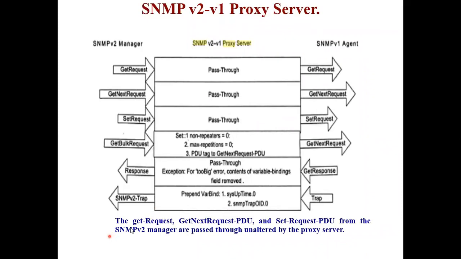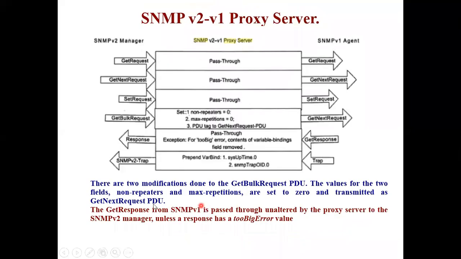The explanations are over here. The get, get next request, and set PDUs from the version 2 manager are passed through unaltered by the proxy server. So the proxy server will just simply pass through that message. Then there are two modifications done to get bulk request. These modifications are explained in the slide.